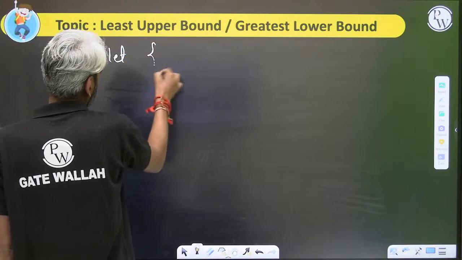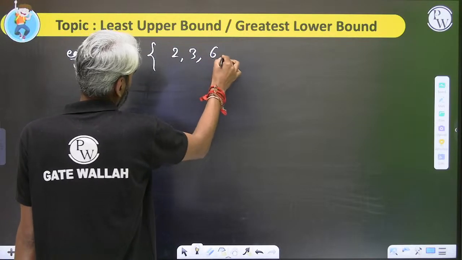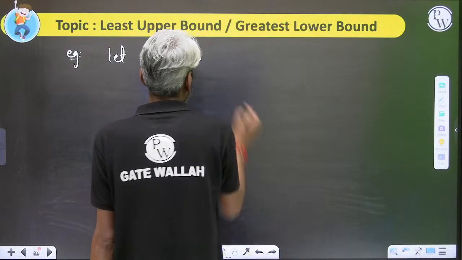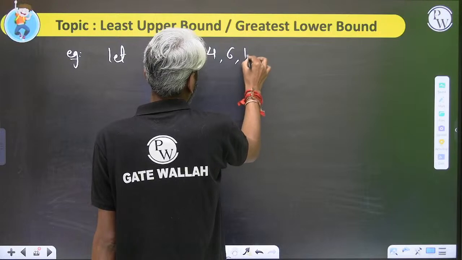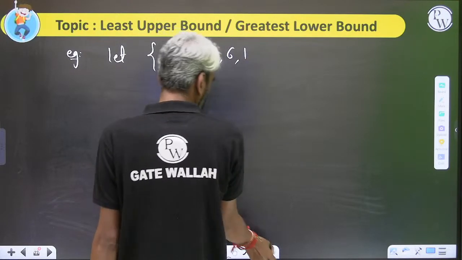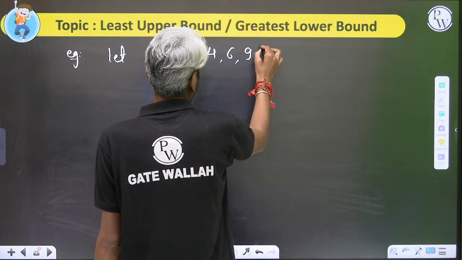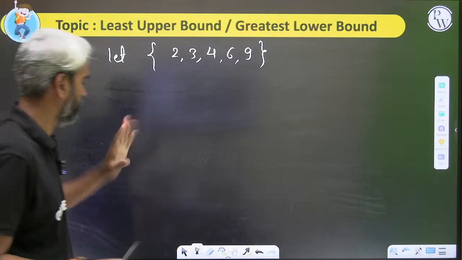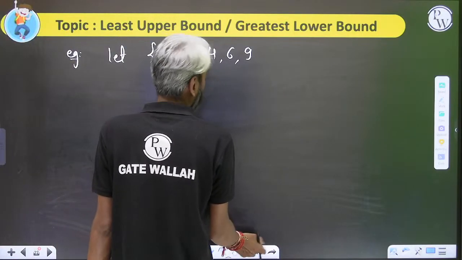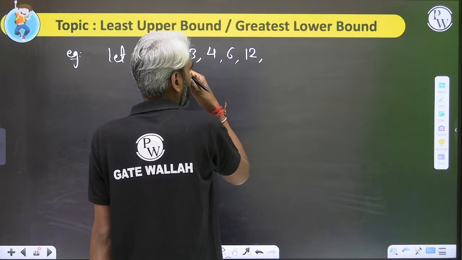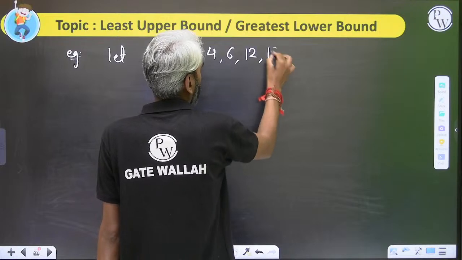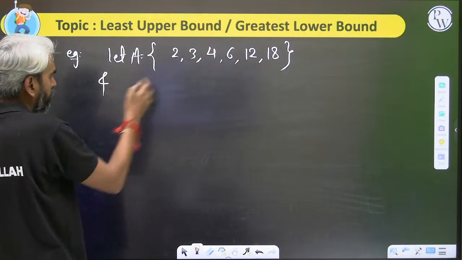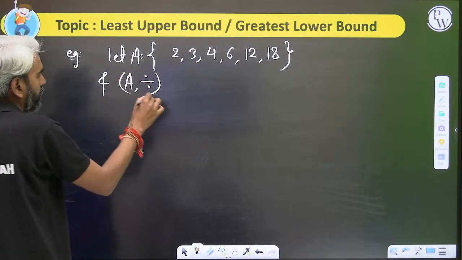Let, if I define 2, 3, 6, okay. Let A be this set, and for any set of positive integers, the relation divides will be a partial order relation, the opposite.